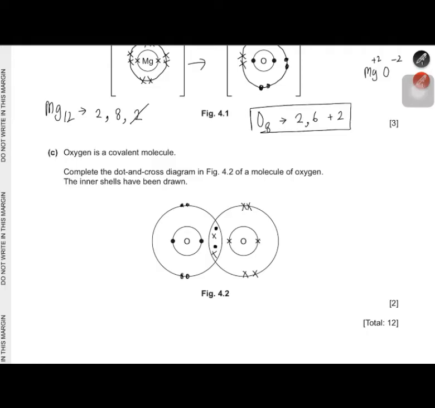Now let's count the total number of electrons for oxygen 1 and oxygen 2. 1, 2, 3, 4, 5, 6, 7, 8. So this is balanced. On the other side, 1, 2, 3, 4, 5, 6, 7, 8. Again, it's balanced. So this is correct. 2 pairs of electrons are shared, so this is a double bond.